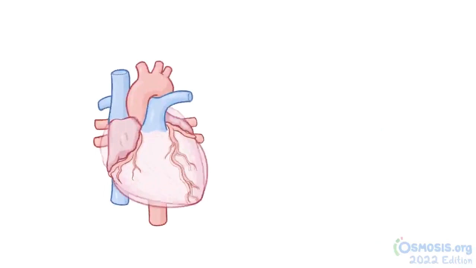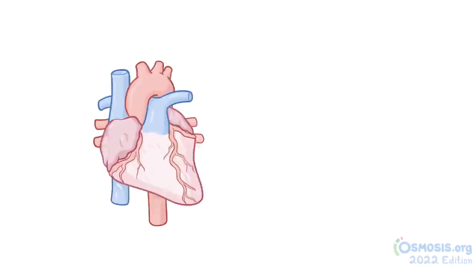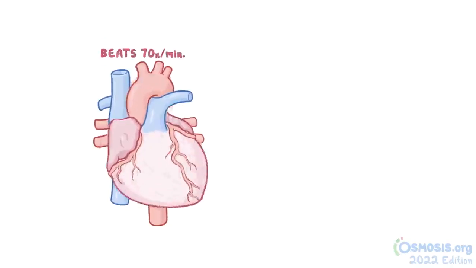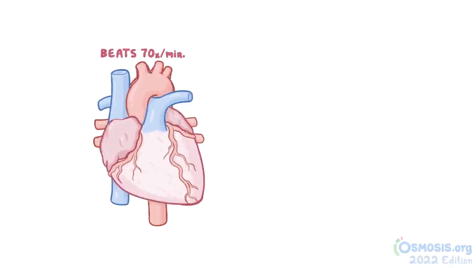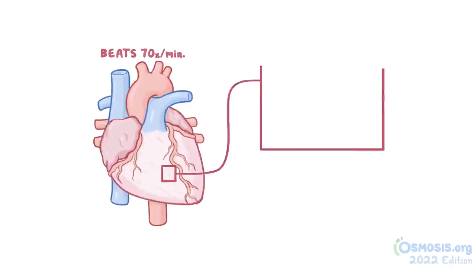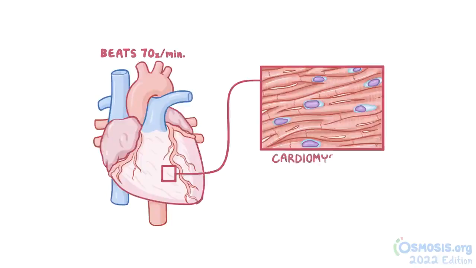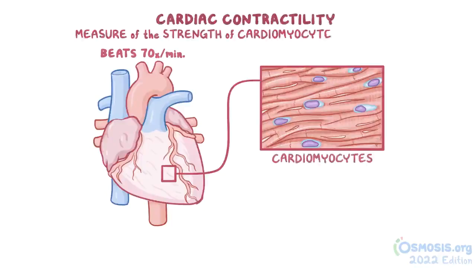The main job of the heart is to pump blood all over the body to our organs and tissues and keep them oxygenated. It does so by contracting around 70 times per minute. The physiological basis of cardiac contractility is the synchronous contraction of heart muscle cells, aka cardiomyocytes. Cardiac contractility is a measure of the strength of cardiomyocytes to contract.